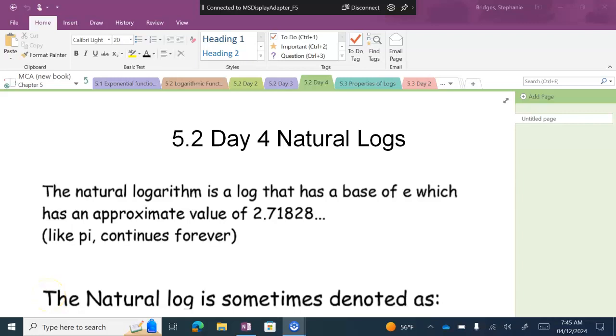Okay, so a natural log is a logarithm that has a base of e, and e is a number, okay? And that number has an approximate value of 2.71828, and it's got the dot, dot, dot, which means that continues on forever without repetition, much like pi does, okay? You don't have to memorize the number. If we ever need to use e, it's in the calculator, okay? But just know that a natural log has a base of e, like a common log has a base of 10, natural log has a base of e.